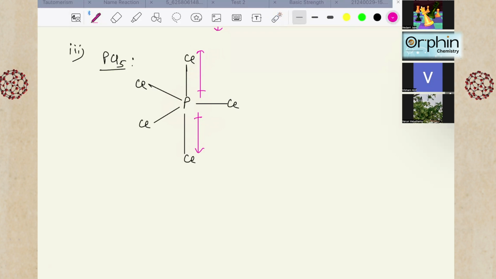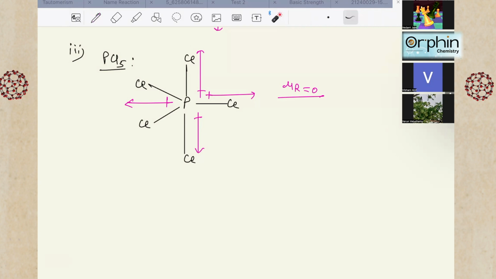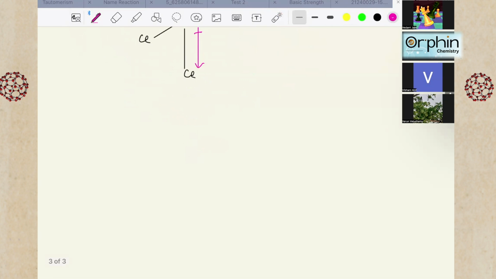Now that will also get cancelled. This one and this one will also get cancelled, right? So the net resultant dipole moment will be zero here also. Got it? These three are in the plane at 120 degrees, so it is just like BF3. Here also the net dipole moment is zero, so the PCl5 molecule is also non-polar. Let us see the fourth example also.